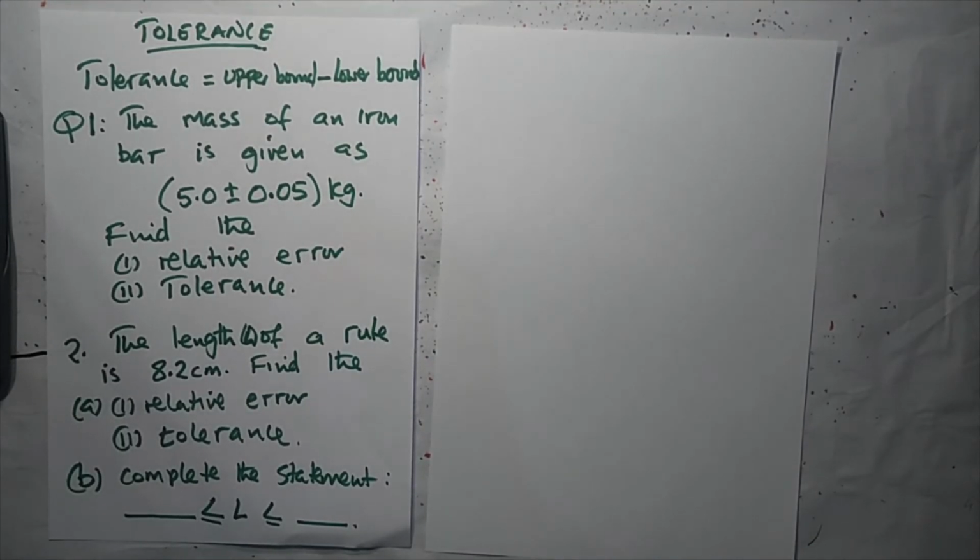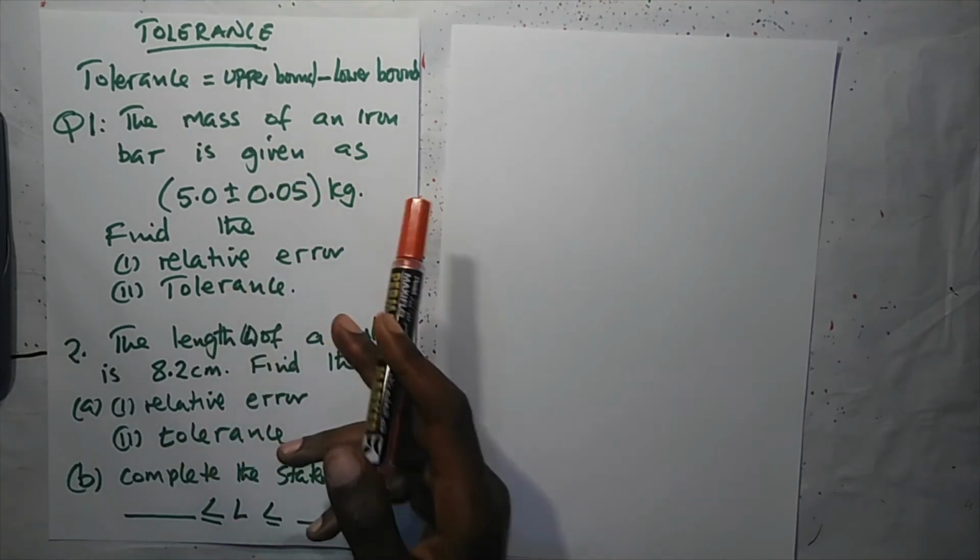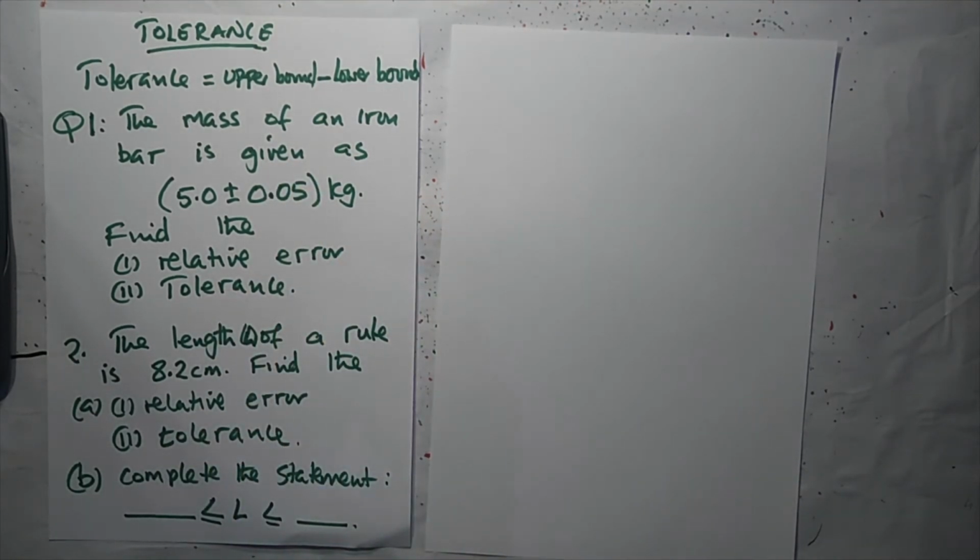In this video, we are going to look at tolerance. The formula for tolerance is the upper bound minus the lower bound. In our previous video, I showed how to find the upper bound and the lower bound. You can visit those videos to understand more on how to go about finding the upper and the lower bound.